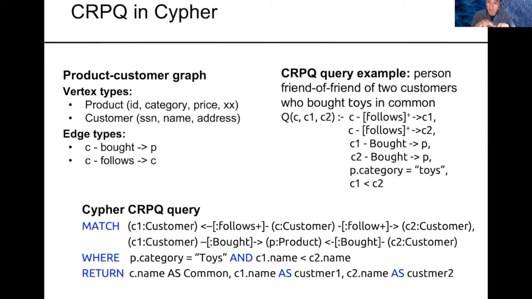It means that it is a product bought by 2 customers in common, right? So the first pattern is the customer followed by both of 2 customers, C1 and C2. Okay. In the where clause, we specify the filtering: P.category is 2, and C1's name is smaller than C2's name, and thereafter we return C1 and C2.